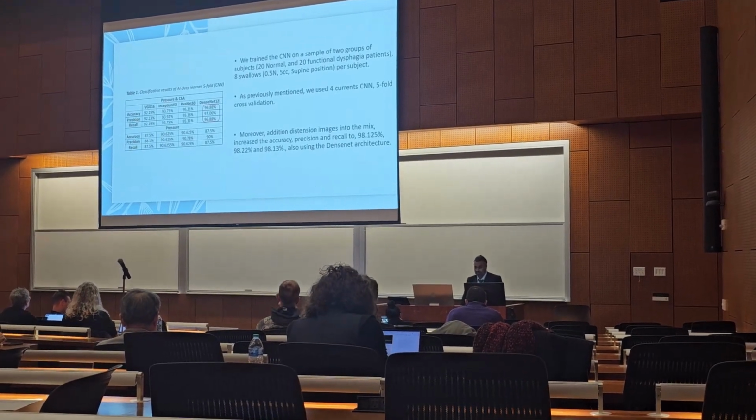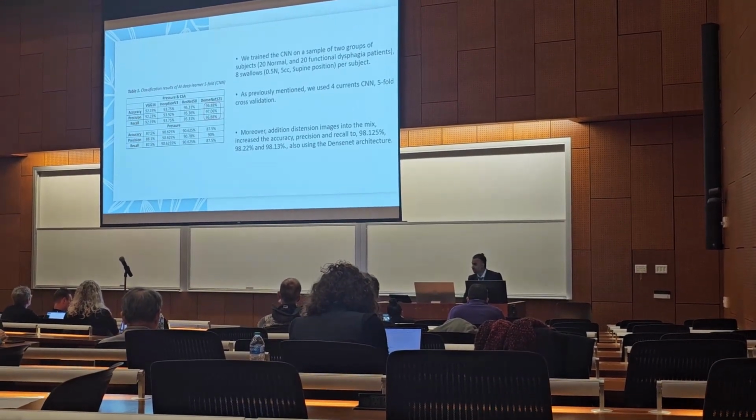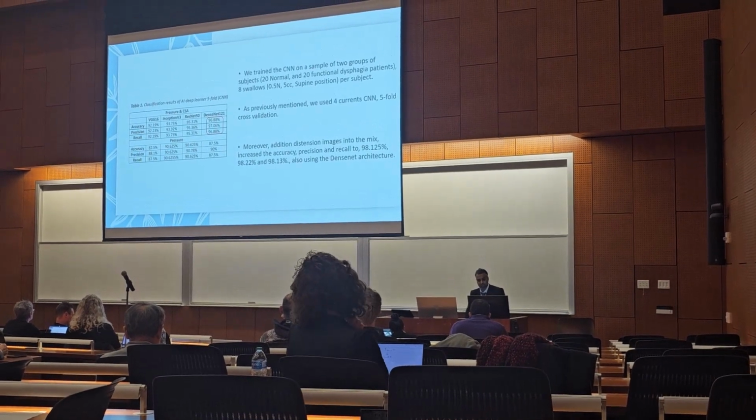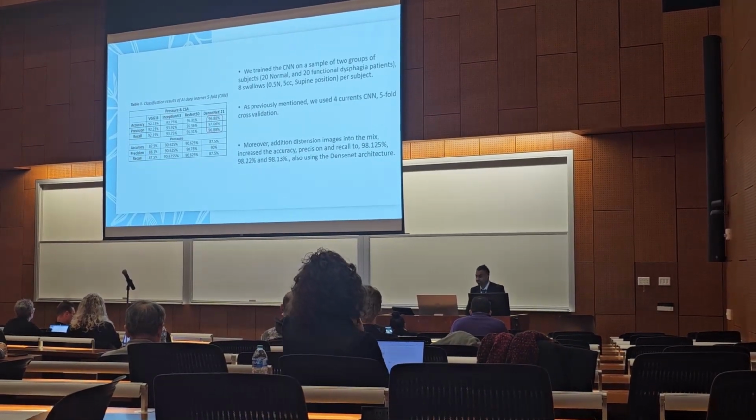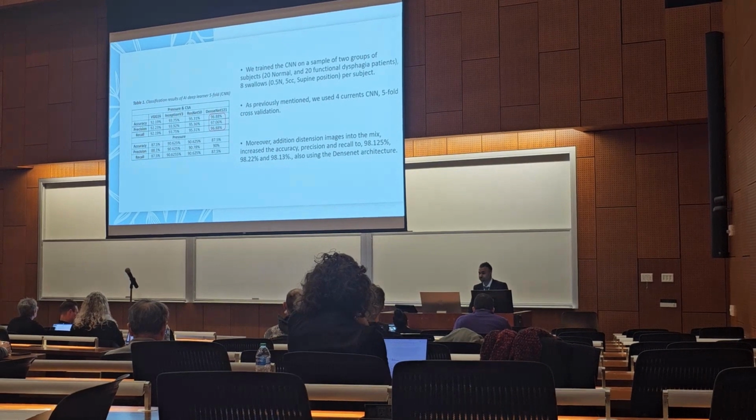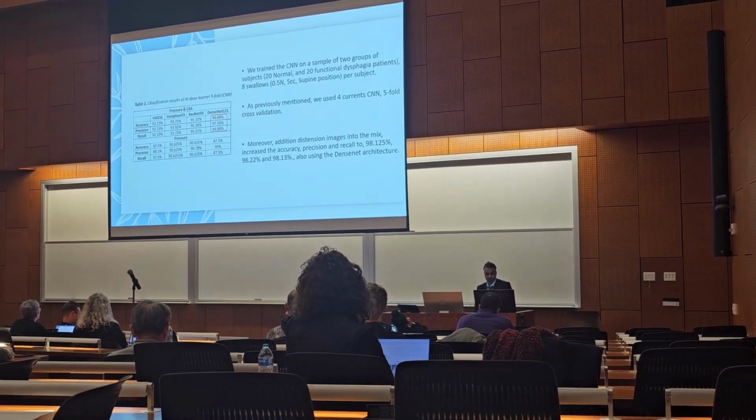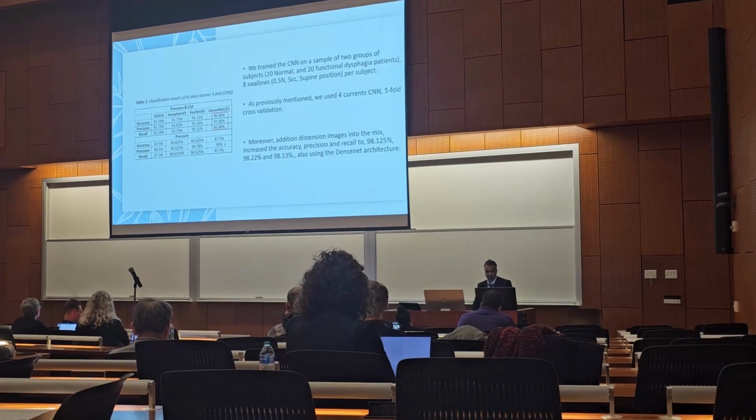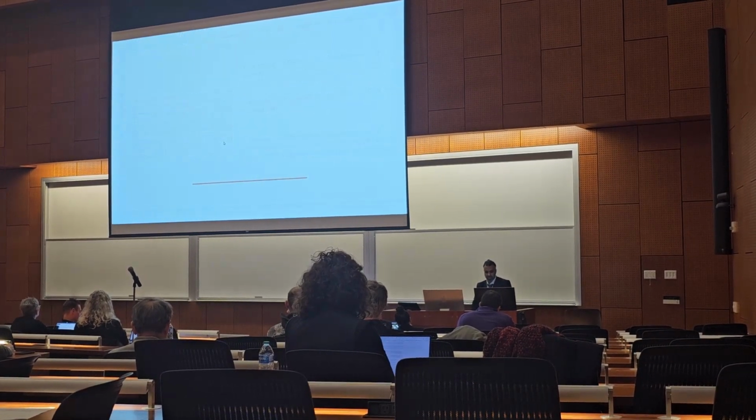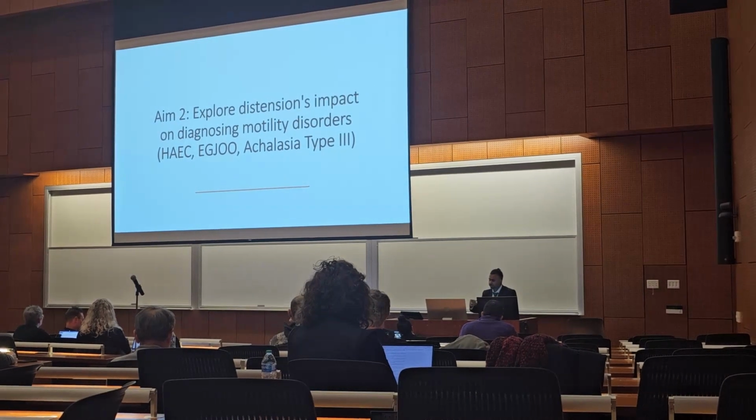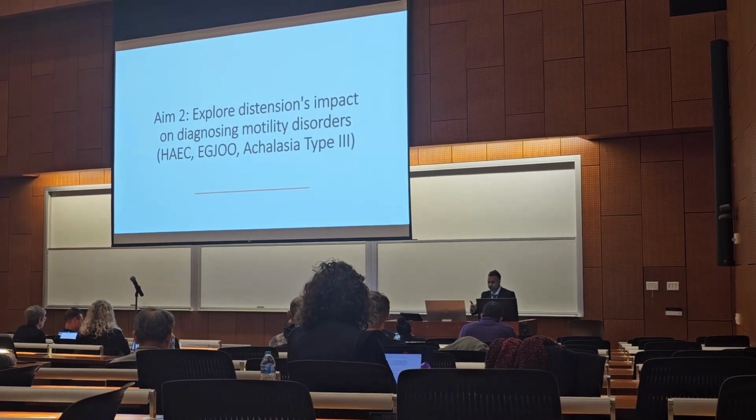Now, the results we got: if you combine pressure and distension using 5-fold cross-validation, you get an accuracy of 96%, almost 97%, by adding distension, compared to just 87% using pressure alone. This is Aim 1. So next, we want to see, do we see the same pattern in other motility disorders?